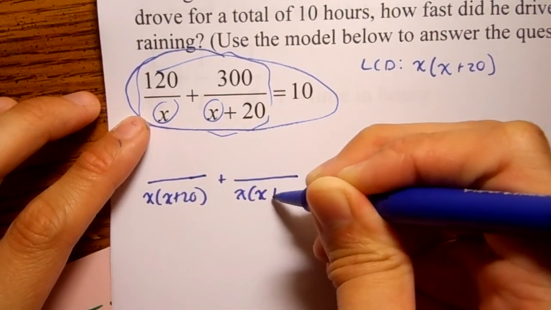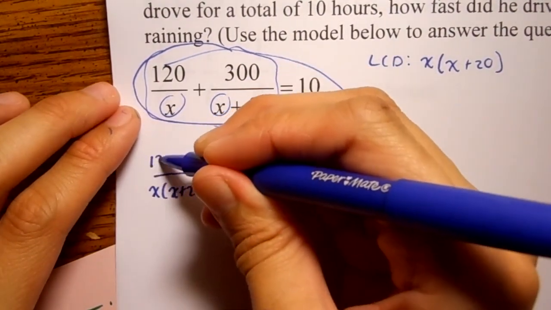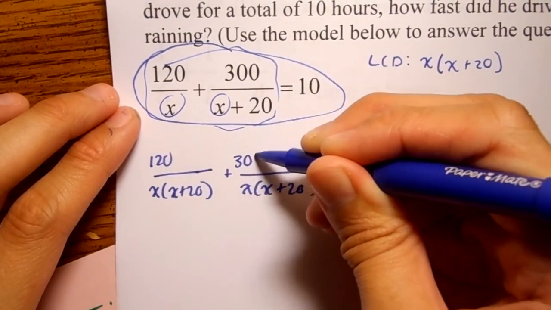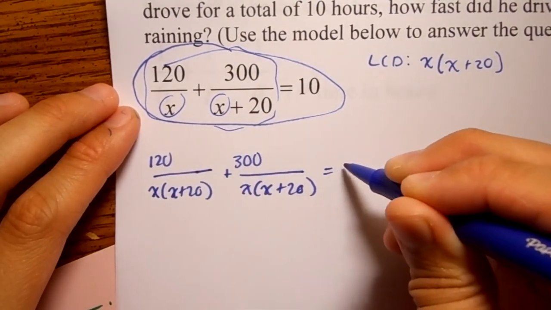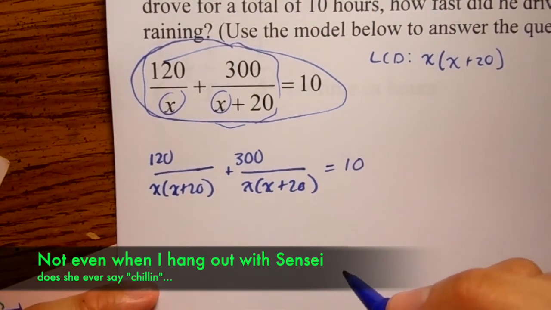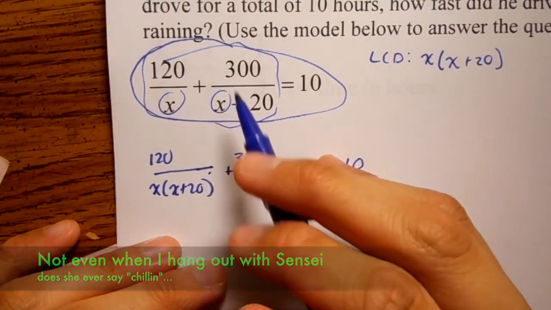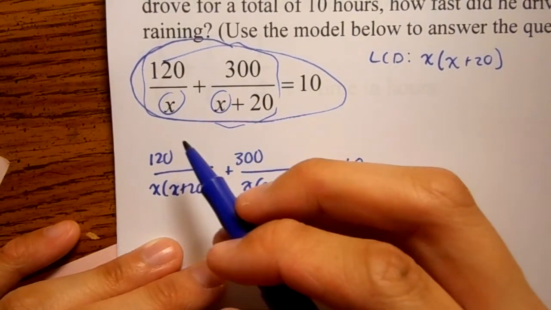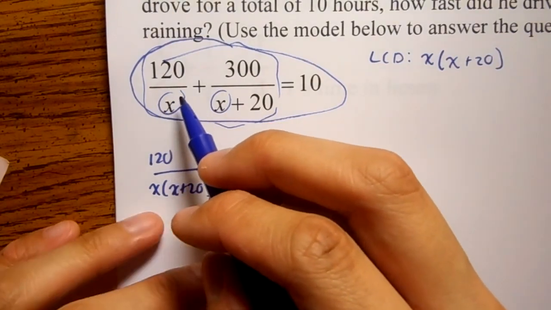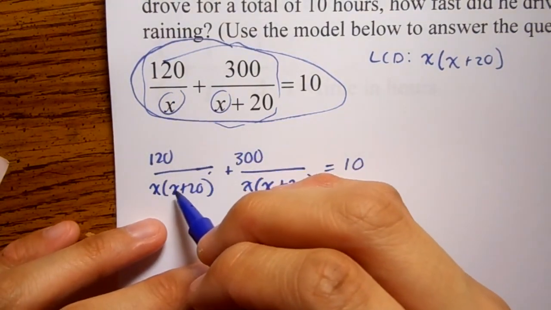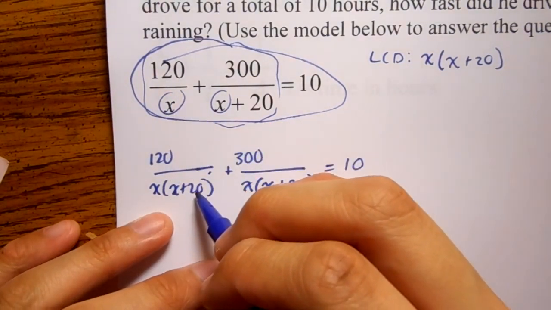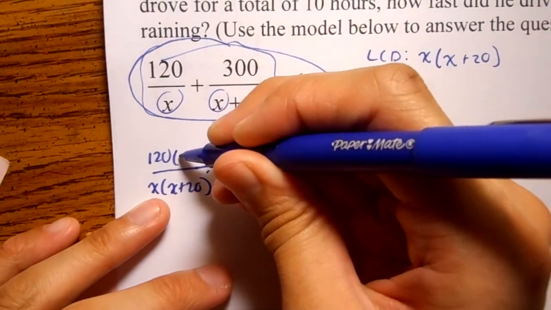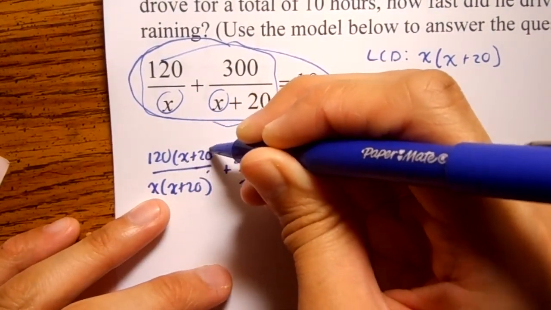X times x plus 20. And I still have a 120, and I still have a 300. And I still have this 10 chilling over here on the right side. Okay, so I don't want to change the values whenever I'm putting a common denominator. So what did I multiply the denominator by to get this new denominator? I multiplied by x plus 20. So that means I have to multiply the numerator also by x plus 20.